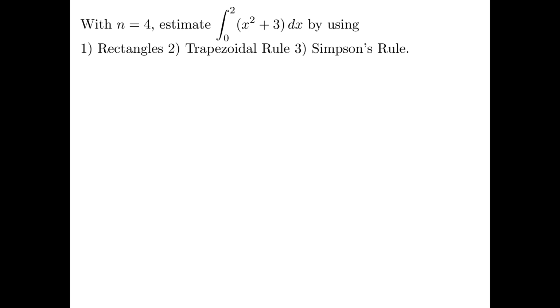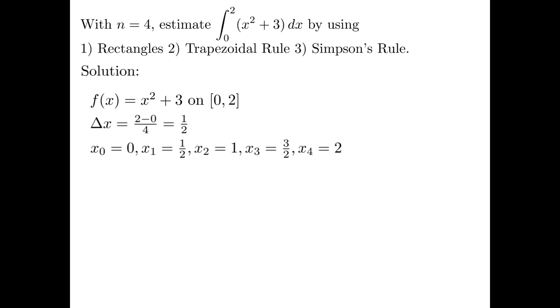Let's do that with rectangles, with trapezoidal rule, with Simpson's rule. Okay? So with rectangles, we would split this up into 4 pieces between 0 and 2. That means I'd have to break it at 0, a half, 1, 1 1/2, and 2. My delta x will be a half. So that's easy enough. Split it up into these pieces.